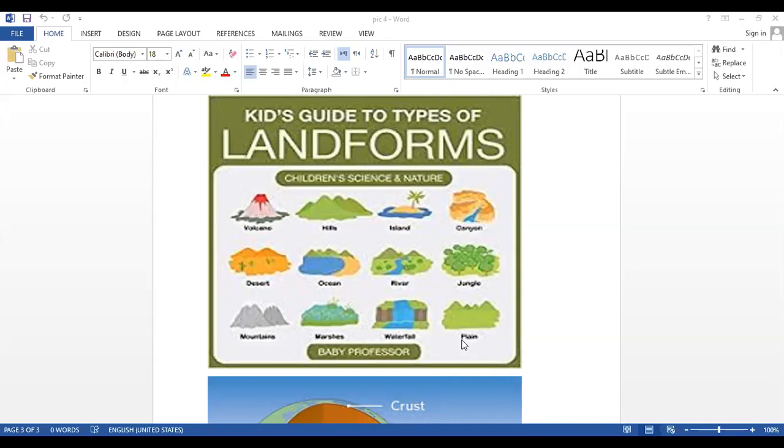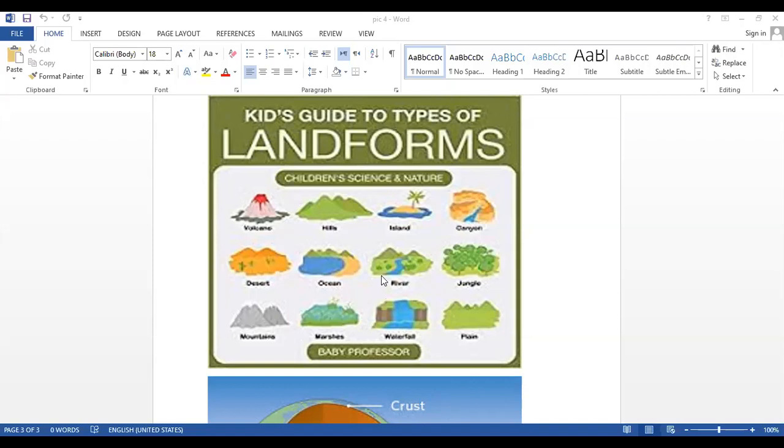Okay, it's not made by man, so no man can make an ocean, for example. Can any man make an ocean? No. Can any man make a river? No. So all of the landforms are physical features because they are naturally found on Earth. Okay, this is the first picture.